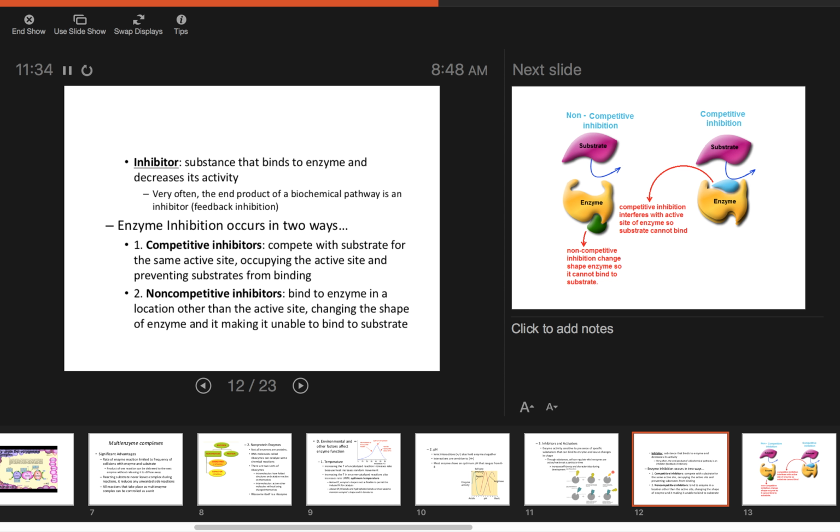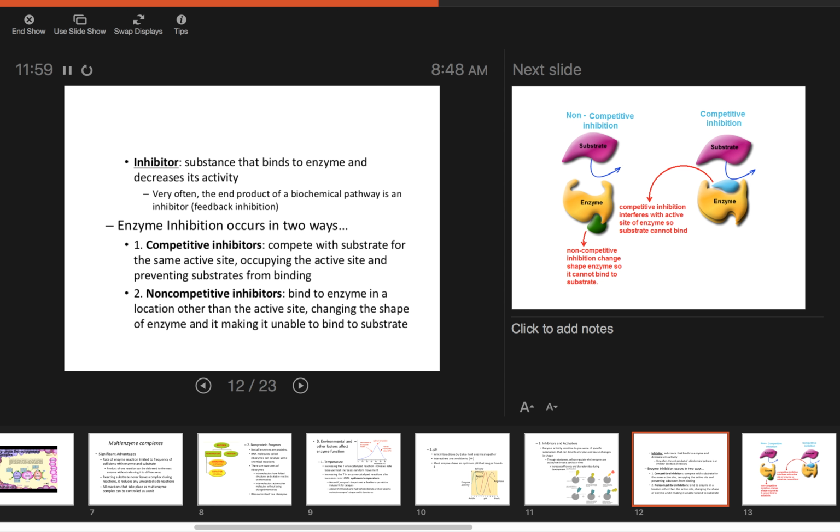But inhibition can occur in two ways. You can be competitive, so it will compete with the substrates for the same active site, or the non-competitive inhibitor, I'm going to call it the sneaky inhibitor, and I'll explain why. It binds to a site other than the active site on the enzyme, and as a result causes the enzyme to change shape so that the substrate doesn't fit nicely into that active site anymore.